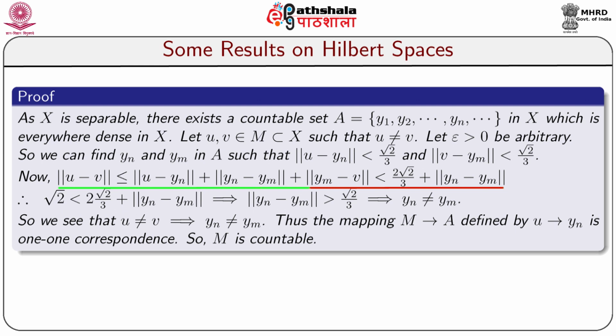It is used by triangle inequality of norm, axiom 3, which is again less than 2 root 2 by 3 plus norm of yn minus ym. Therefore, root 2 is strictly less than 2 root 2 by 3 plus norm of yn minus ym, which on simple calculation we get norm of yn minus ym is strictly greater than root 2 by 3, which implies that yn is not equal to ym. So, we see that u not equal to v implies yn not equal to ym. Thus, the mapping M to A defined by u to yn is a 1-1 correspondence. So, M is countable.